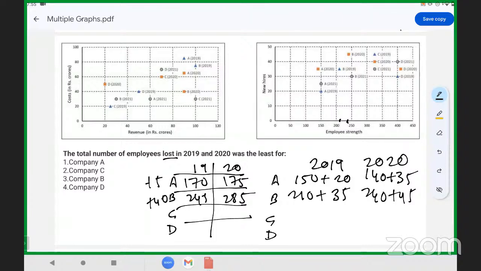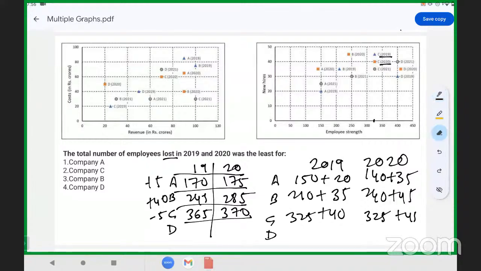Let's move on to C. C in 2019 was 325, again 325, same, because C was same. So there was just addition of employees. Okay, so addition of employees, that is 40 and 45. So this will become 365 and this will become 370. Which means we lost an employee count of 5.